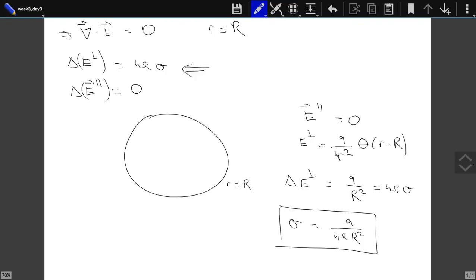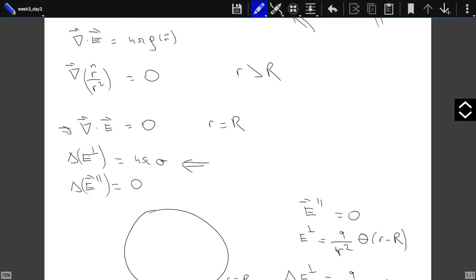If you want to find the charge given the electric field, you first have to study the divergence of the electric field. The divergence of the electric field will give you the volume charge density. Then you should also study whether there is a discontinuity in the electric field. By looking at the discontinuity of the electric field, you can determine the surface charge density, if any. So once we know the electric field, we can determine the charges.